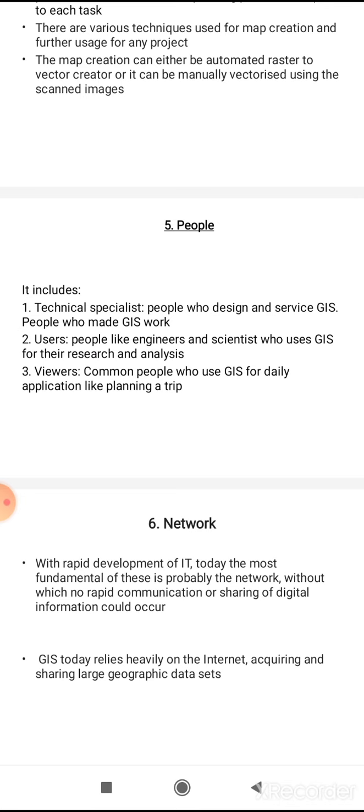This does not require any further information; from reading itself you can understand. You have to keep in mind that three kinds of people are associated with GIS. First is the technical specialist, the second is users, and the third is viewers. The users include us, that is engineers and scientists. They use GIS for their research and analysis.